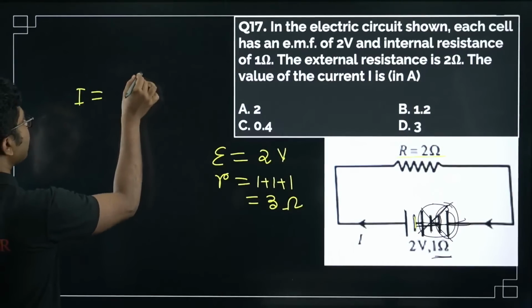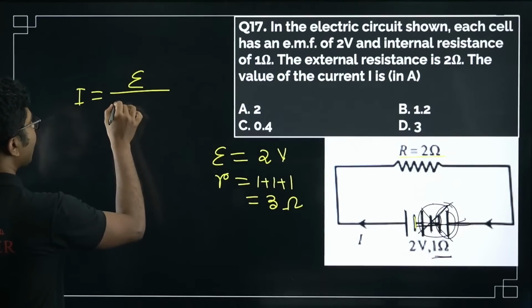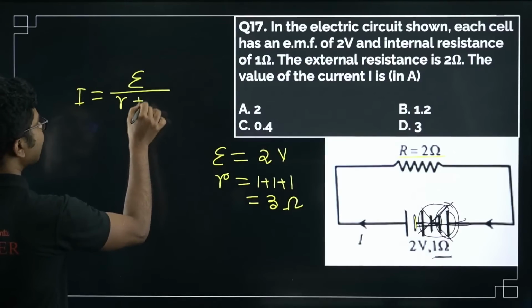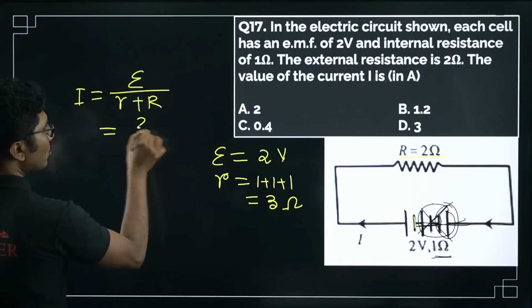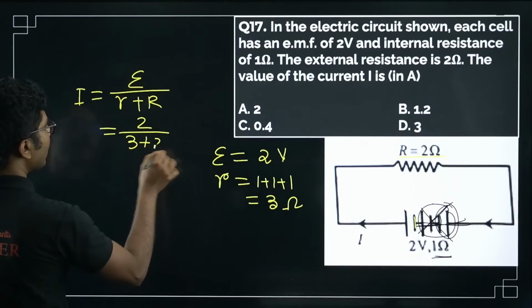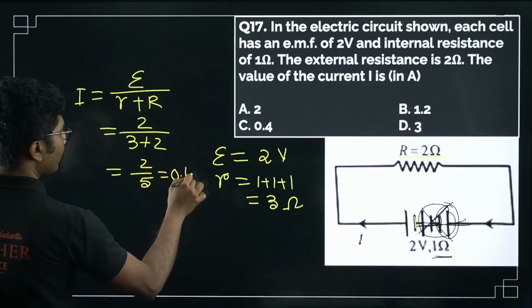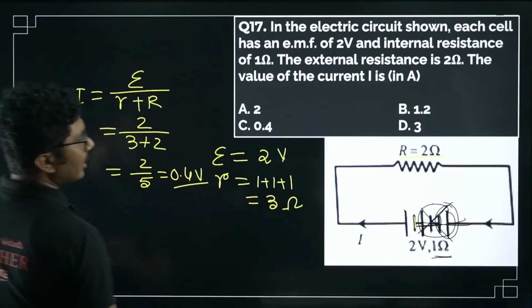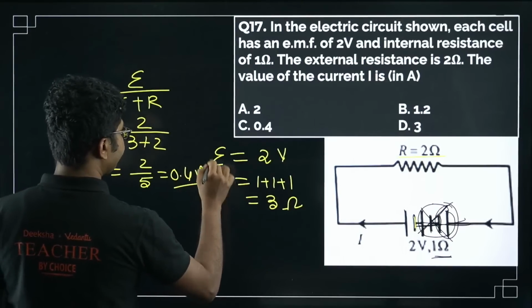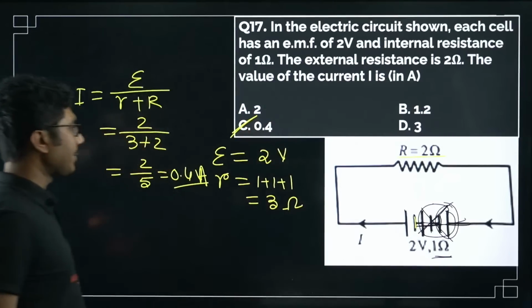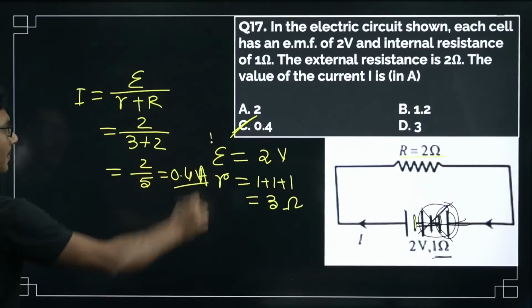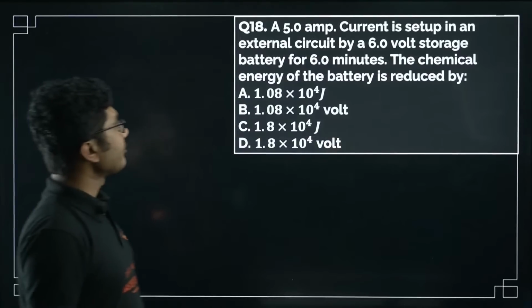Current will be equal to EMF divided by internal resistance plus external resistance, that is 2 divided by 3 plus 2, that is 2 by 5, that is 0.4 ampere. 0.4 ampere is the correct answer. Okay, next question.